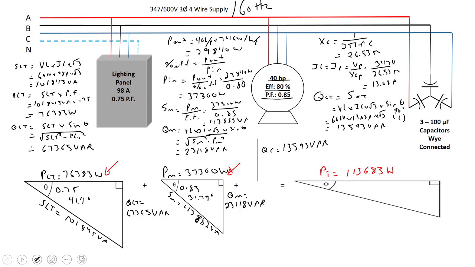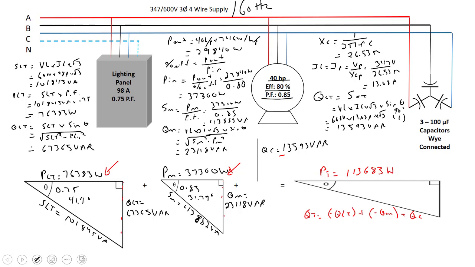And if I add up all the verticals, we can go QLT. If we call this a negative, you can do it that way. Keep in mind that we would add the negatives here and then subtract off the positive or opposite value. So we can say that the Q total would be equal to the Q of the lighting panel, which is a negative, plus the Q of the motor, which is also a negative, plus the Q of the capacitor bank, which is a positive value.